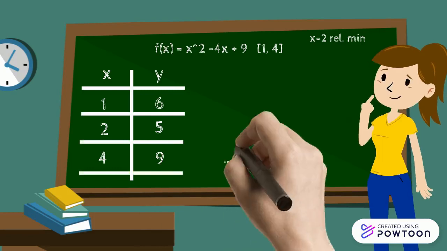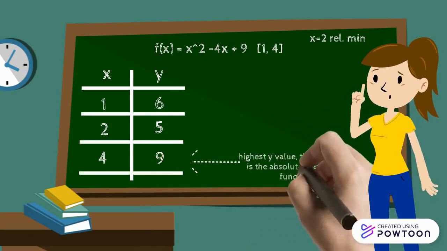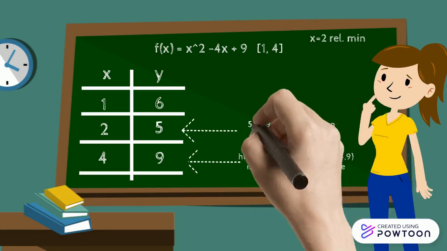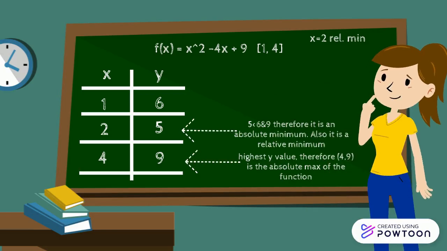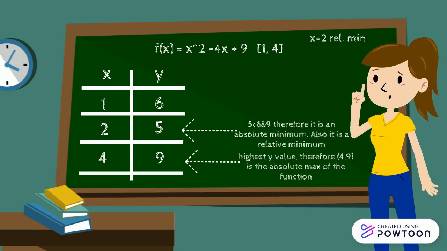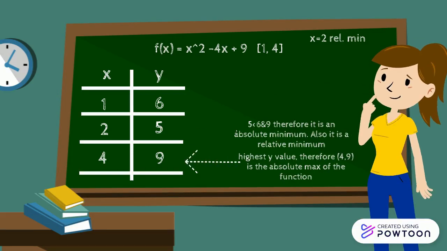Notice that 9 is the highest y value, therefore it is the absolute maximum of the function. 5 is the absolute minimum value because 5 is less than 6 and 9. In addition, it is also the relative minimum. So that's how you could find the absolute and relative extreme values.